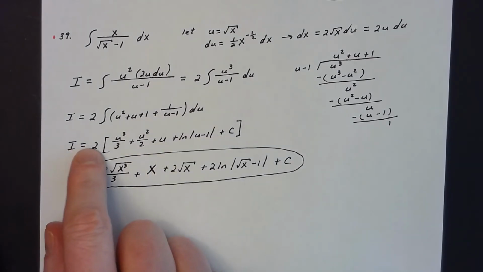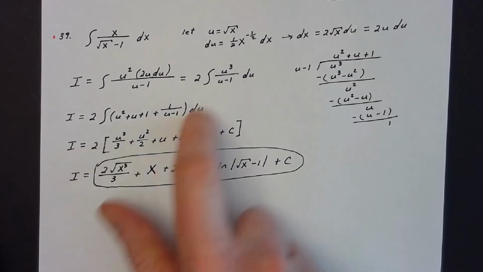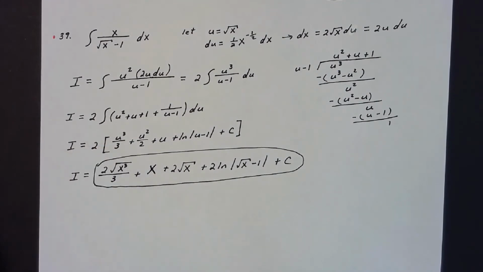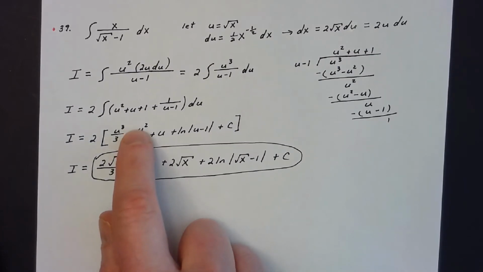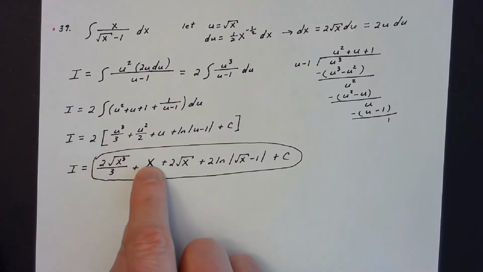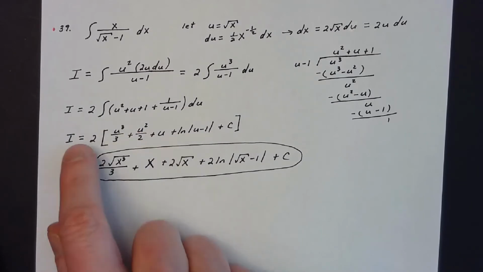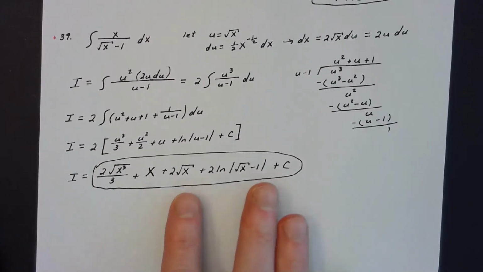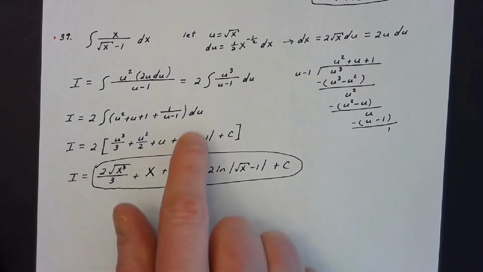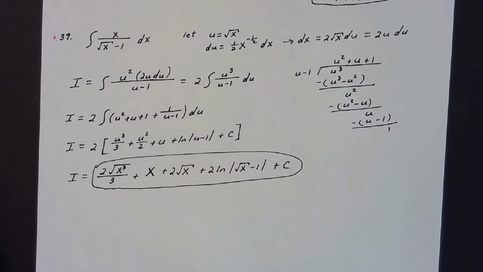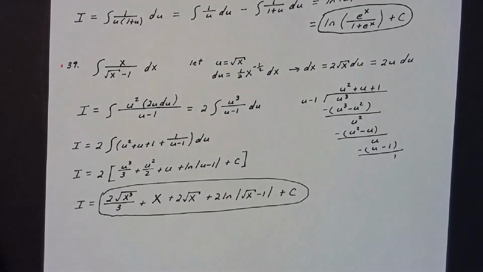The only thing after that, of course, is everywhere you see a u, you have to replace it with a root of x. So I'd have the root of x cubed, that's how I wrote it, 2/3 root of x cubed plus the square root of x squared is just x, and then the 2 canceled out with the 2 that I was multiplying by. Then I would have 2u becomes 2 root of x, and then the 2 natural log of the root of x minus 1 plus your constant of integration. It's a pretty good problem there.